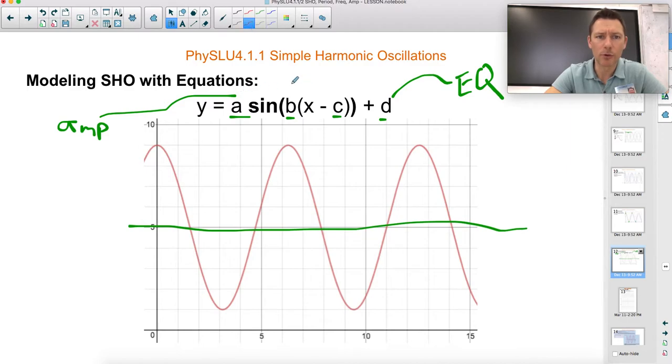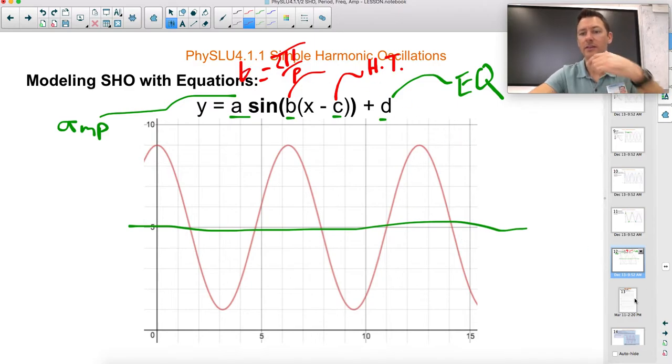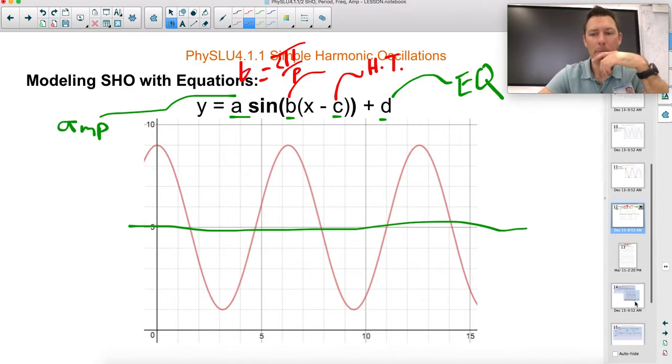We'll get into it in more detail, but B is connected to the period. It's 2 pi over B, or 360 over the period. And C is that horizontal translation. And this B is 2 pi over the period. So maybe jot those down. We'll get into them in some more detail.